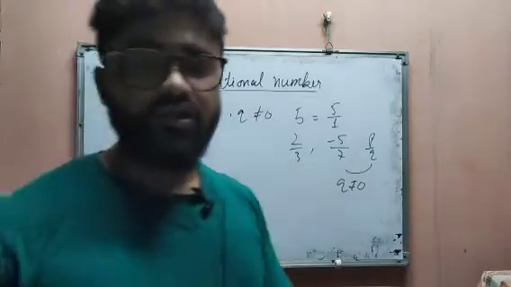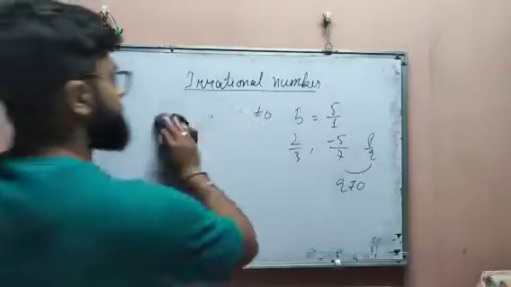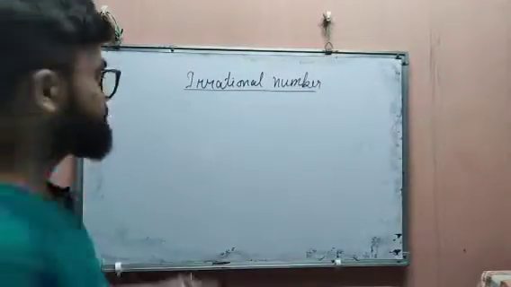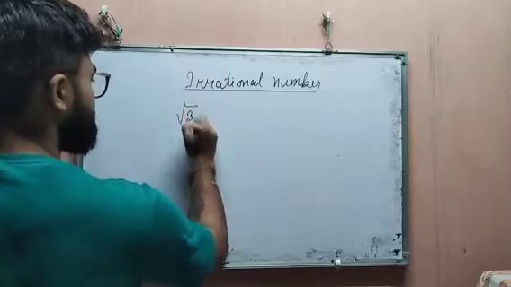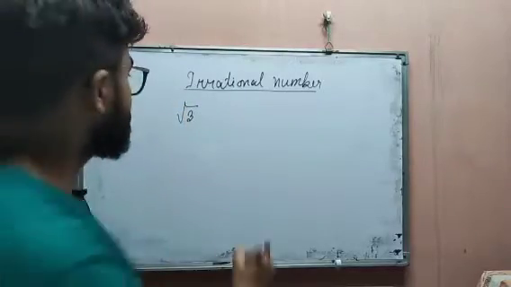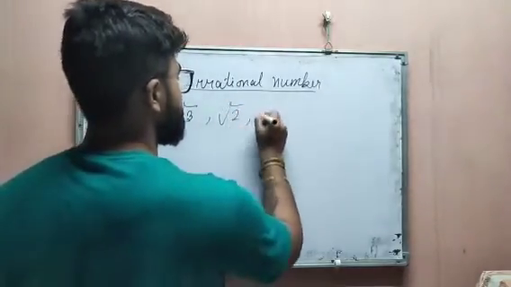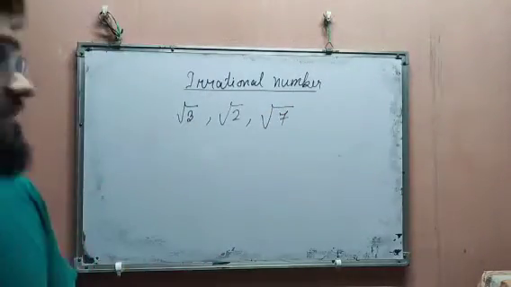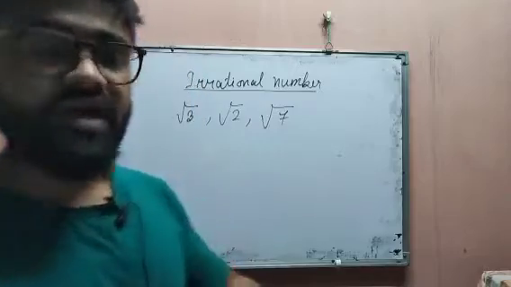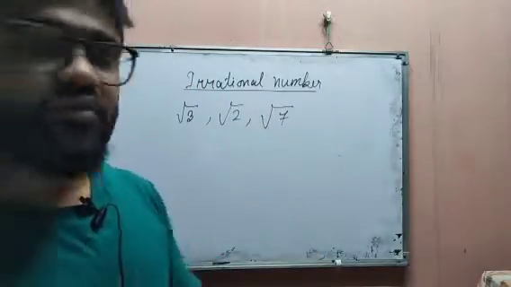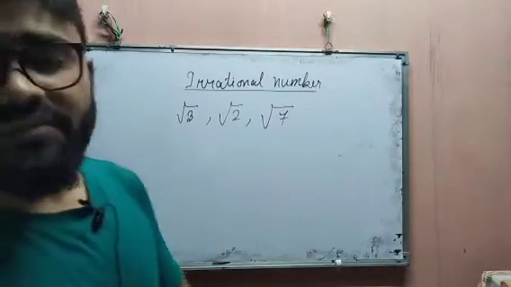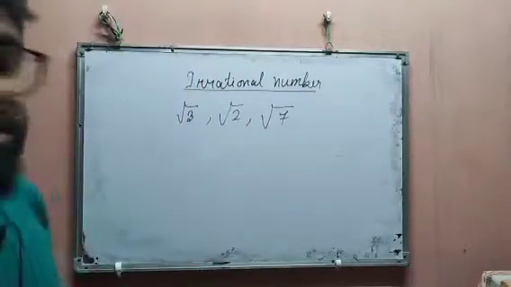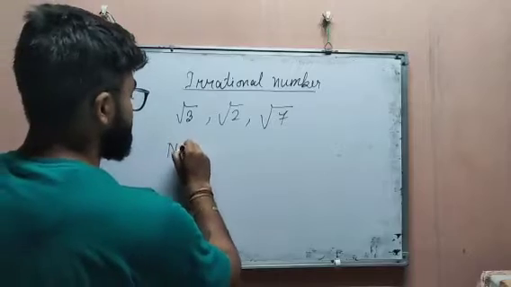So the example of irrational number is what? See, root over 3, then root over 2, then root over suppose 7. These are all examples of irrational numbers. Why? Because if we find their root value, then we will get a non-terminating and non-repeating number. So now the question arises, what is non-terminating and non-repeating?